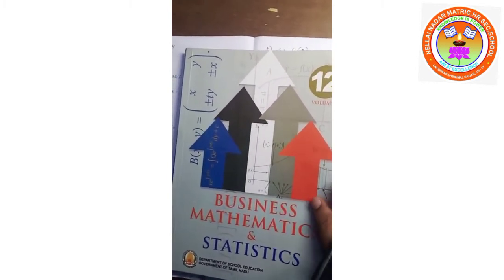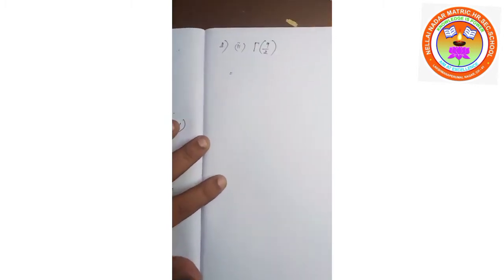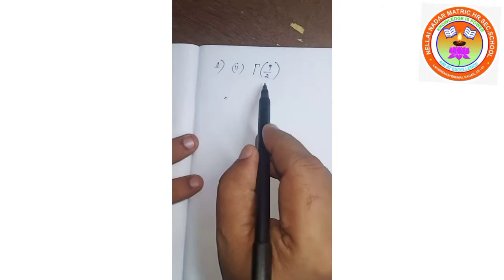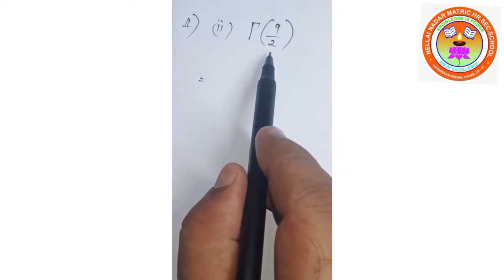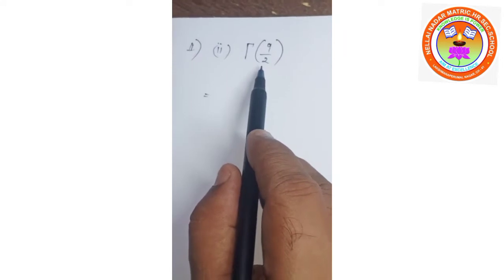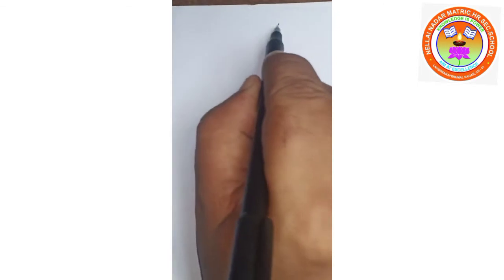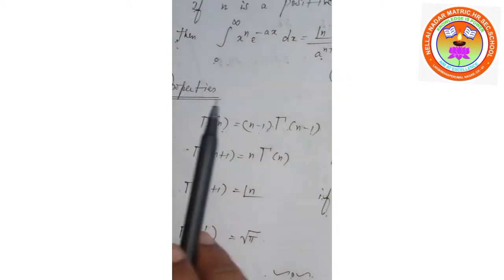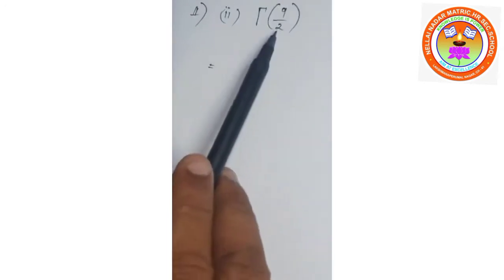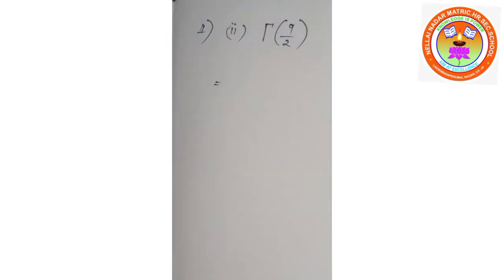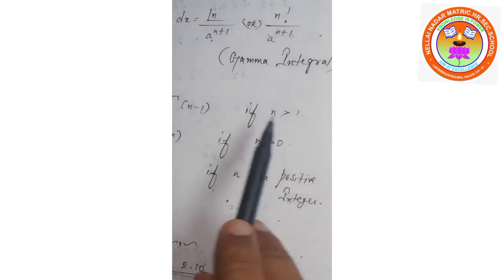Continuation of exercise 2.10. Problem number 1, subdivision number 2: evaluate gamma of 9 by 2. 9 by 2 is not a positive integer, but it is greater than 0, it's a positive number only. So in that case, we have to apply property number 2. Or even you can apply property number 1, because 9 by 2 equals 4.5, which is greater than 1. So can we apply 1 or 2?